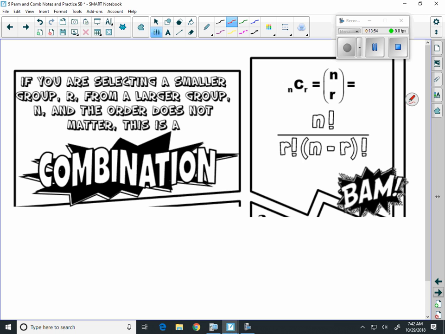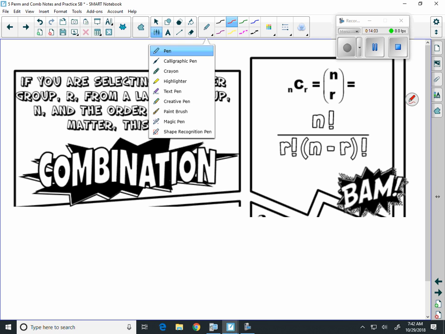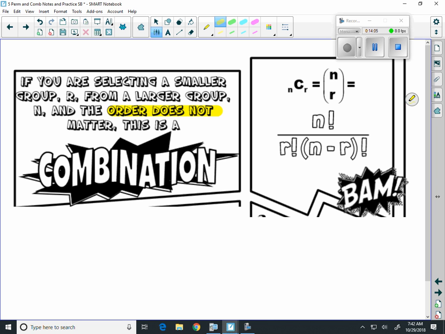Okay, so combinations are kind of similar, but in this case, the order doesn't matter. That is the main difference between a permutation and a combination. For a combination, order does not matter.